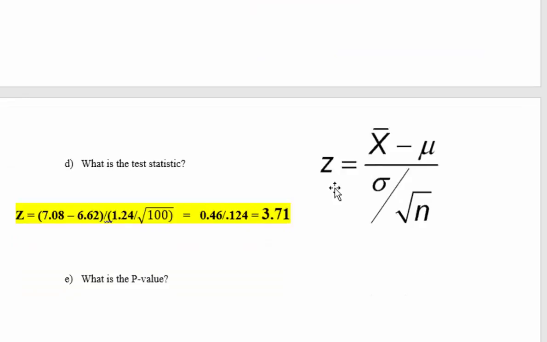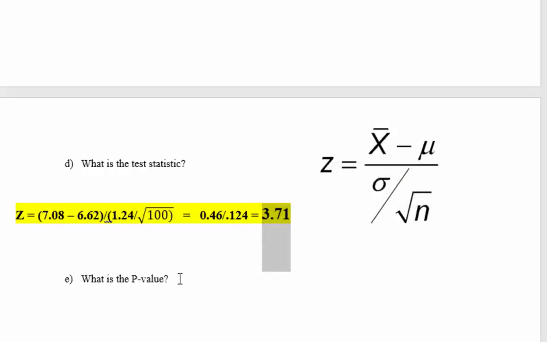There's a z. So the x bar is her mean, 7.08, minus the stated mean of 6.62, divided by the standard deviation, which is then divided by the square root of the sample size. That comes out to a z-test score of 3.71. You've got a couple of ways to look that up. You can look that up on a table. It's going to be really, really small.